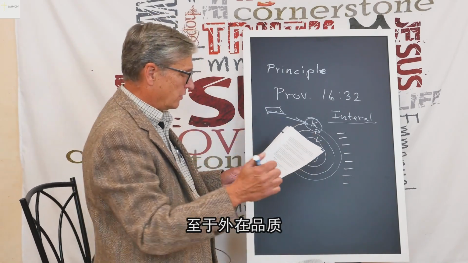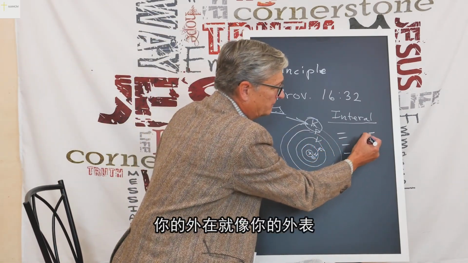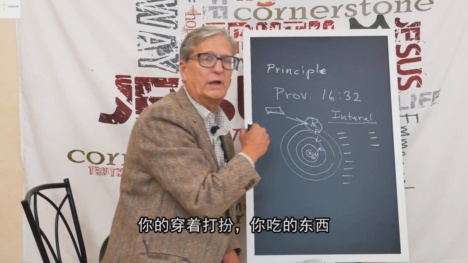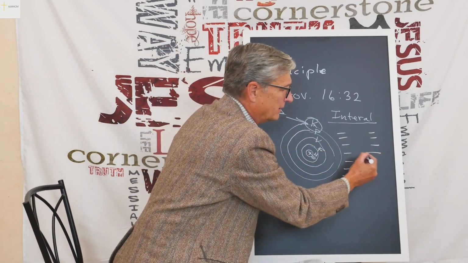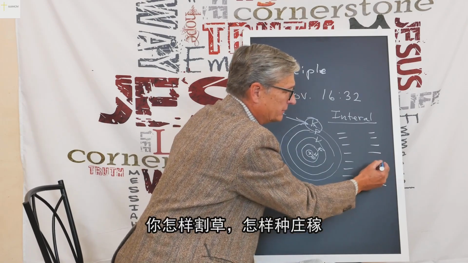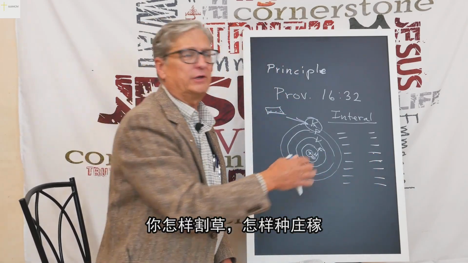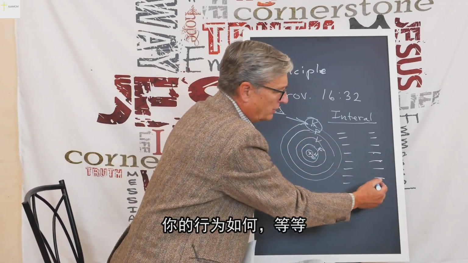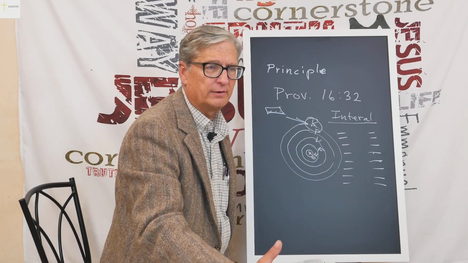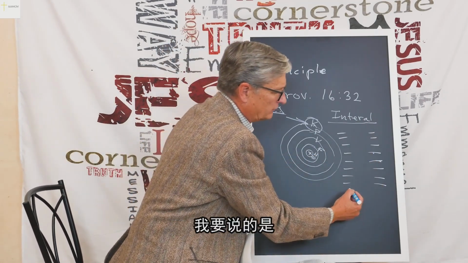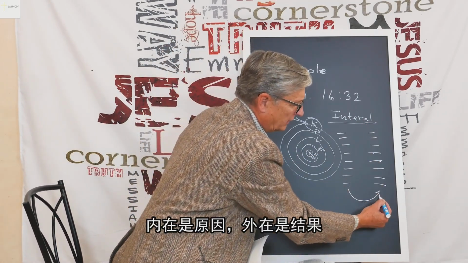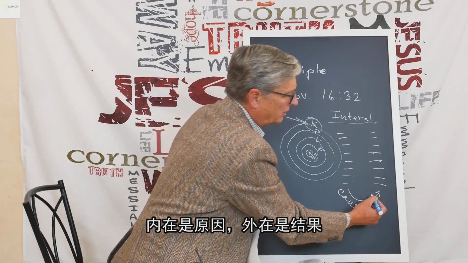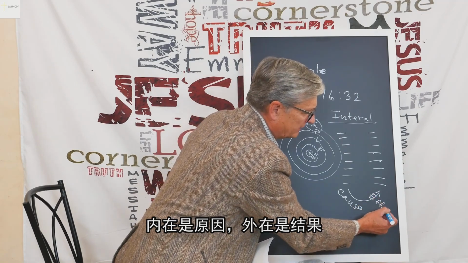What about external qualities? Well, your external would be like your appearance, how you dress, what you eat, all these things. How do you cut your grass? How do you plant your crops? How are you with your behavior? See, all of that would be external. And here's what I'm telling, is that the internal is the cause. The external is going to be the effect.